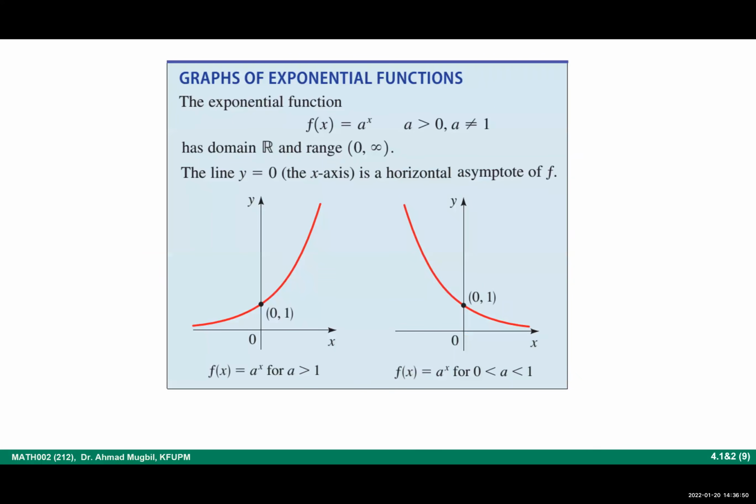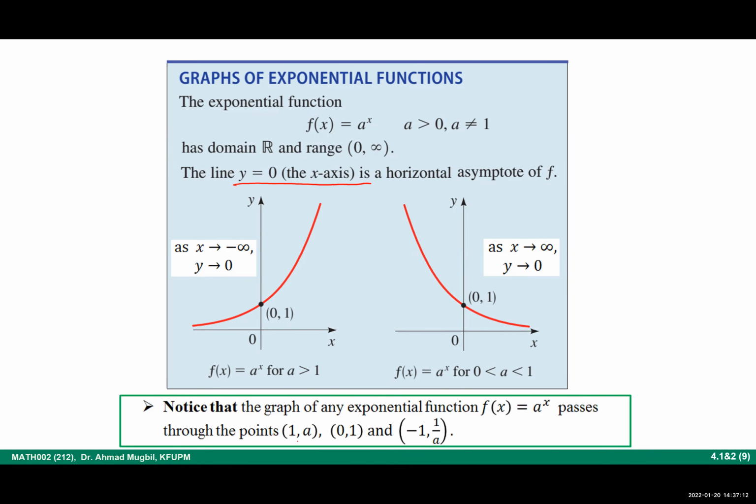The summary of properties of these functions is here. It is worth mentioning that the x-axis is the horizontal asymptote. Why? Because when x goes to negative infinity, the function approaches 0. In the case of a between 0 and 1, it approaches 0 when x goes to infinity. All of them pass through the point (0, 1), and also (1, a). When x is 1, y will be a. When x is -1, it will be 1 over a.